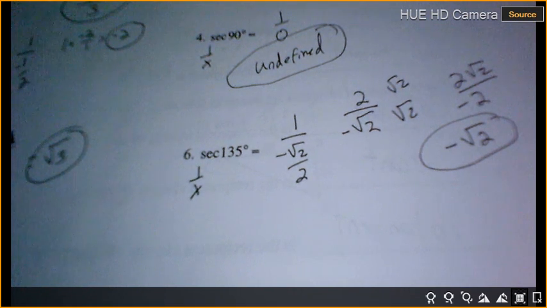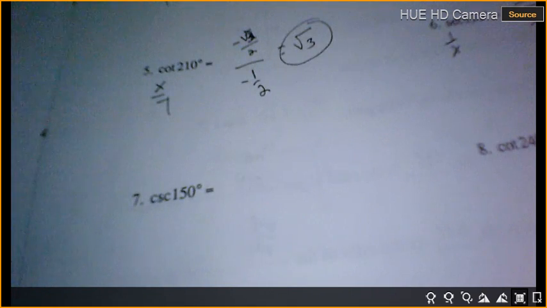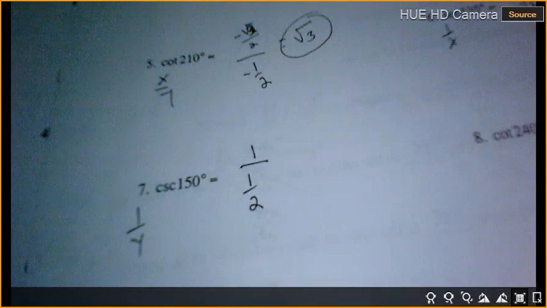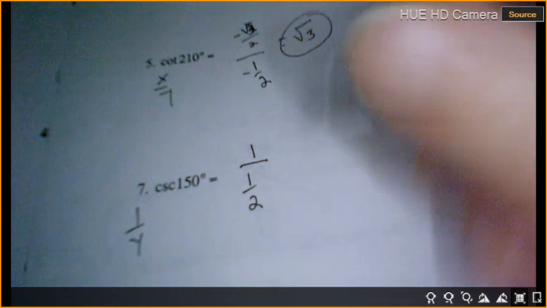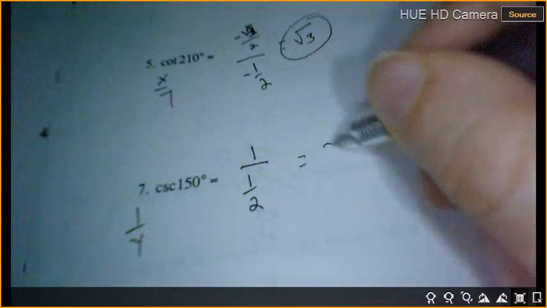Okay. Number 7 is cosecant. Cosecant is 1 over what? 1. Good. So I put a 1 down. I go to 150 degrees. The y value at 150 degrees is 1/2. So remember, when I'm dividing by a fraction, I flip it over, so I'm just going to get what as my answer? 2.